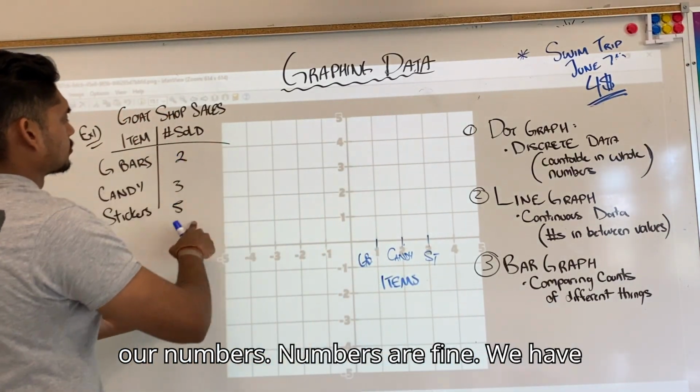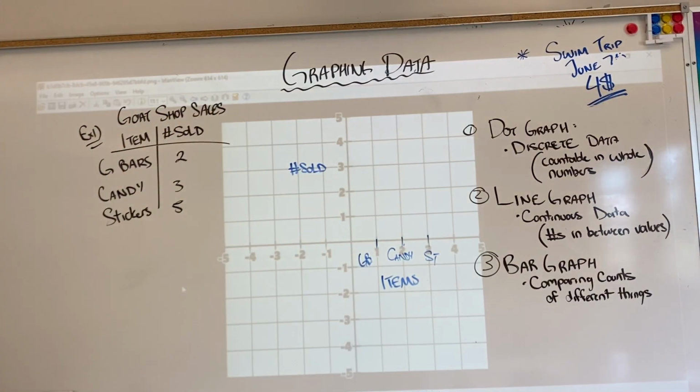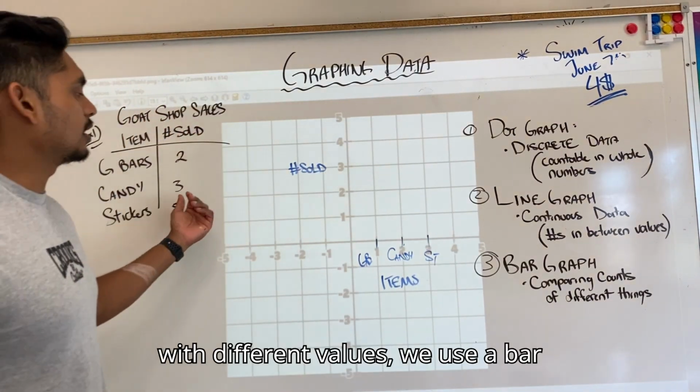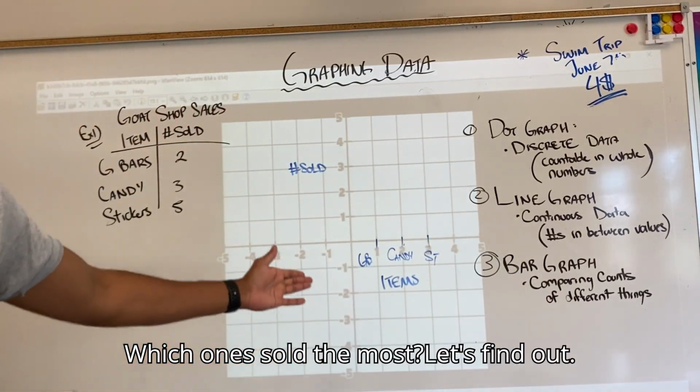Okay, over here we have our numbers. Numbers are fine. We have numbers sold. Okay, that's counting how many are sold. Okay, since we're comparing different things with different values, we use a bar graph. We're gonna compare our sales. Which one sold the most?